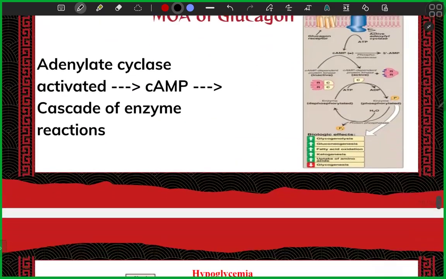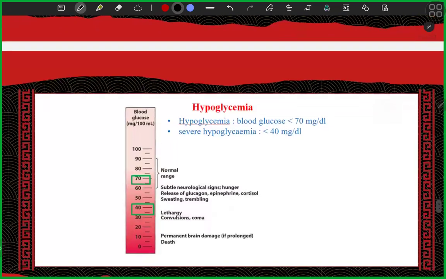I repeated that. Okay, so hypoglycemia. Hypoglycemia is basically when you have low glucose. Your normal range is up here, and then hypoglycemia starts below 70, and then you have severe hypoglycemia. At the start of hypoglycemia, you have really subtle neurological signs, hunger, and you have release of glucagon again. Why? Because glucagon is going to start increasing your glucose and try to balance out your hypoglycemia.